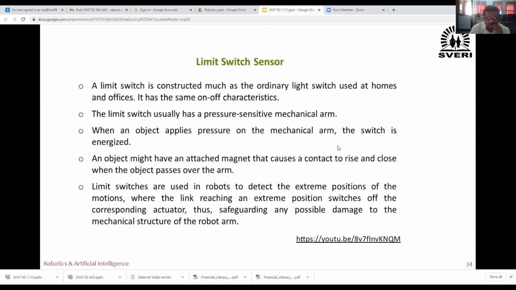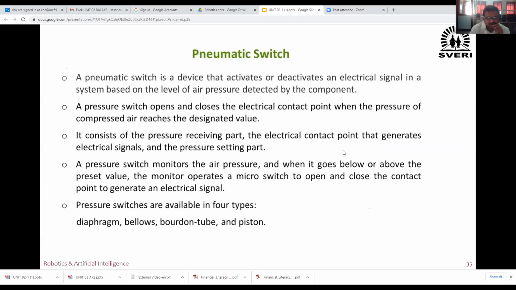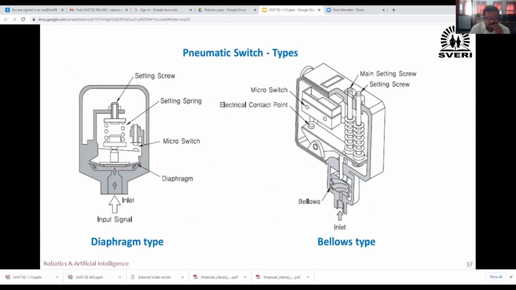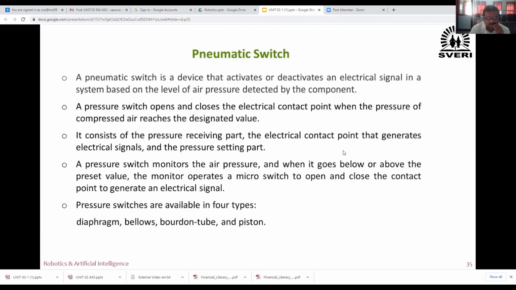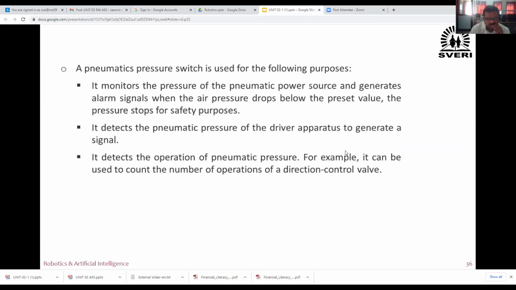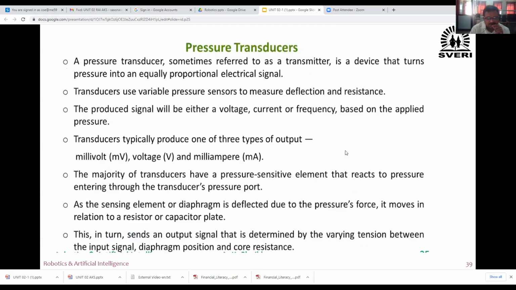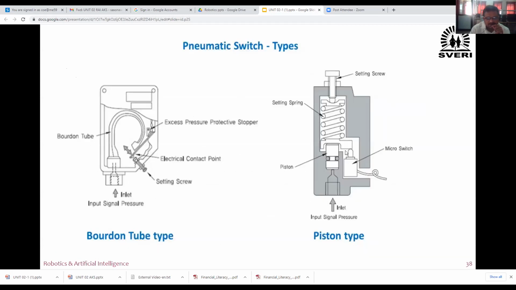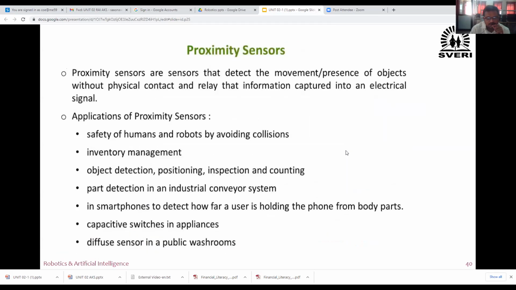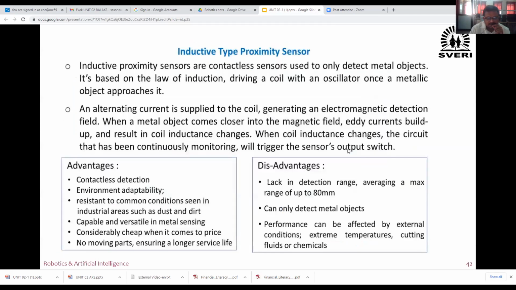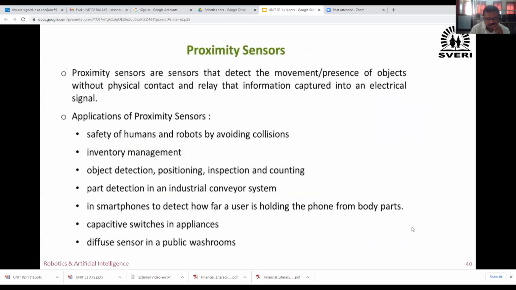Okay, this is nothing but the limit switch sensor. Now next is pneumatic switch sensors. I think time is over. These pneumatic switch sensors we'll see tomorrow. Proximity sensor, limit switch sensors. Now we'll stop here. Thank you very much.